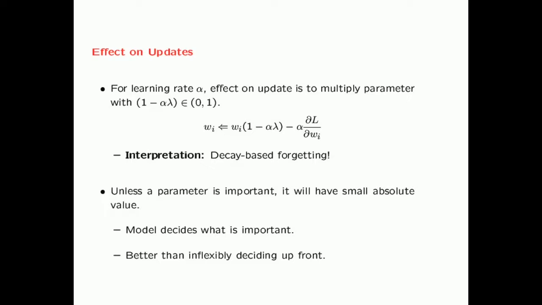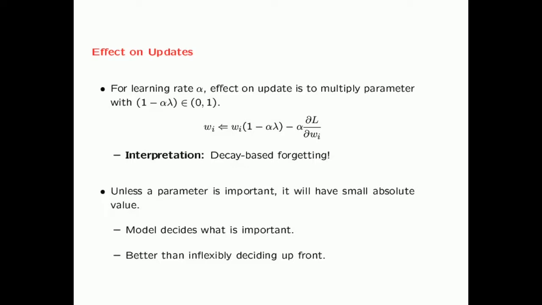First you contract wi by multiplying it with a value less than 1. This value is 1 minus alpha lambda. Typically the values of alpha and lambda are chosen in such a way that 1 minus alpha lambda is between 0 and 1. Obviously, if you choose larger values of lambda, you are contracting the value of wi more. And then of course the second term is simply the loss based update.